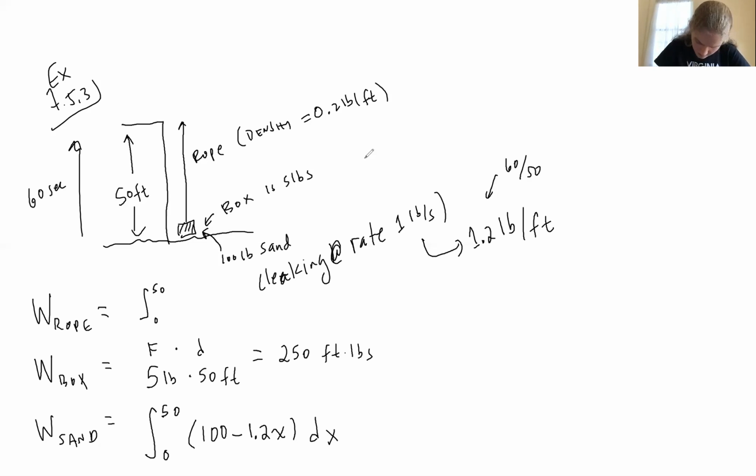But what's the weight? Well, the weight will be however much rope is left. So that's 50 minus x. That's the rope that's left, just like we did on the previous problem, multiplied by the density. So 0.02. That will give me my force. When I integrate that up, I will get the overall work. So the idea is think about how much is left and integrate that over the range that you have.